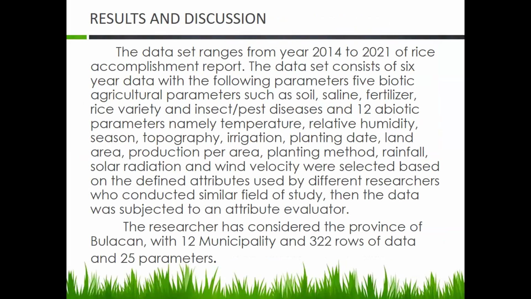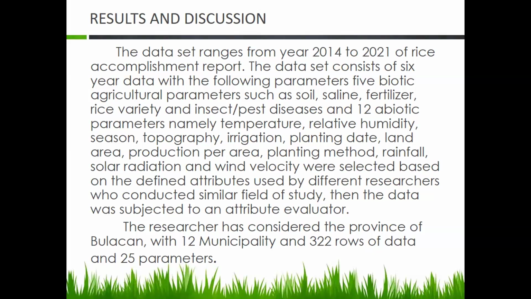It consists of the 6-year data with the following parameters. We have 5 biotic agricultural parameters such as soil, salinity, fertilizer, rice variety, insect pests and diseases, and we have 12 abiotic parameters, namely temperature, relative humidity, season, topography, irrigation, planting date, land area, production per area, the planting method, the rainfall, solar radiation, and wind velocity were selected based on the defined attributes used by different researchers who conducted similar studies. And it was then subjected to attribute evaluator.